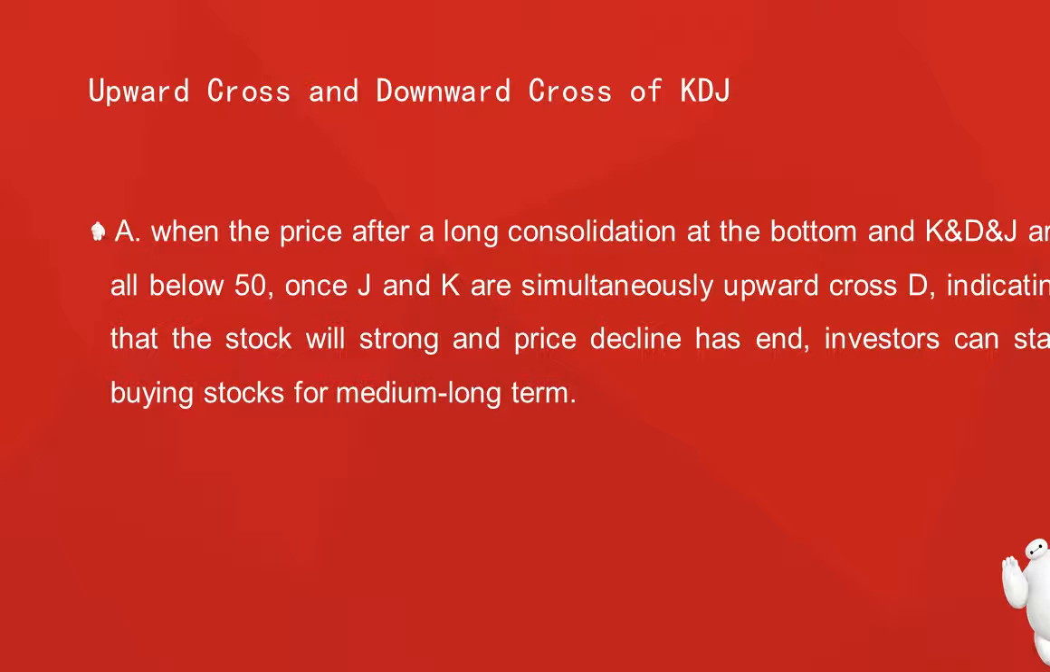The first one: when the price, after a long consolidation at the bottom, has KDJ all below 50, once J and K upward cross D simultaneously, it indicates that the stock will be strong and the price decline has ended. Investors can start buying stocks for the medium to long term. So if you see K, D and J all below 50, then J and K upward cross D, which means the stock will be strong, and investors can start buying for the medium to long term.